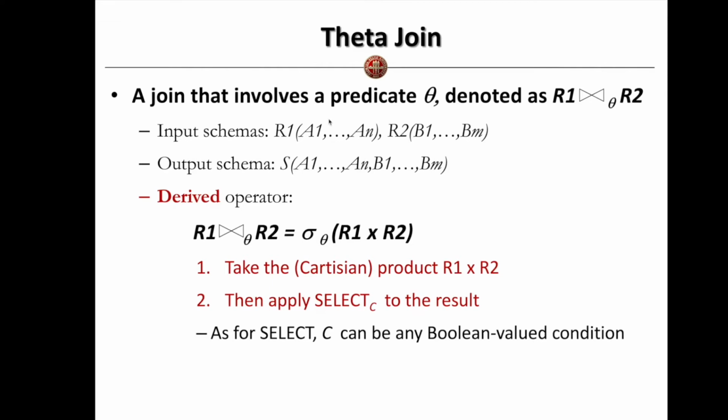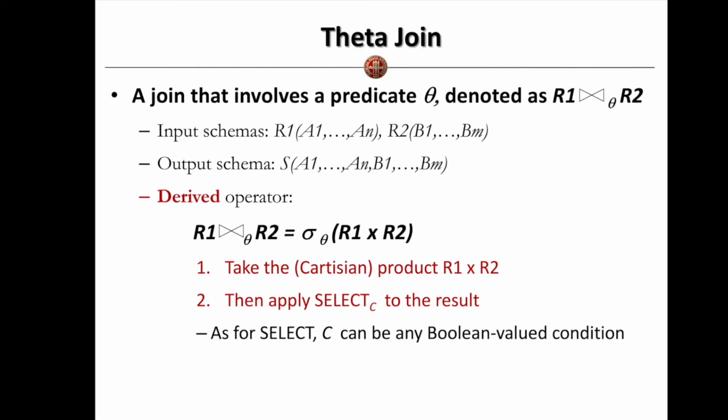Formally, we can represent theta join as R1 joins with theta denotes a condition. Theta is a join subscript here. Theta joins R2, right? So the theta here is a predicate. In other words, it denotes a condition, right? And R1, R2, there are two input relations. So we have the input schemas R1 with A1 to AN as attributes. We have R2 with B1 to BM as attributes.